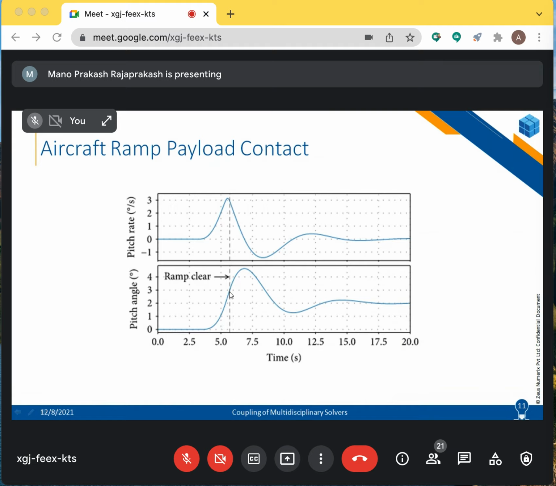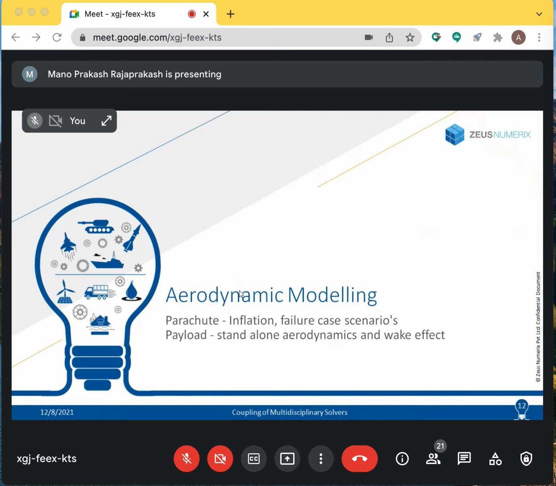And predicting this pitch angle and its dynamics is very important from the aircraft safety perspective, as I have already told, because a very high pitch angle can result in an impact of the payload or the parachute on the aircraft. So this is a brief introduction on the contact model. Now I'm moving to the next aspect, which is the aerodynamic model for the parachute and for the payload.